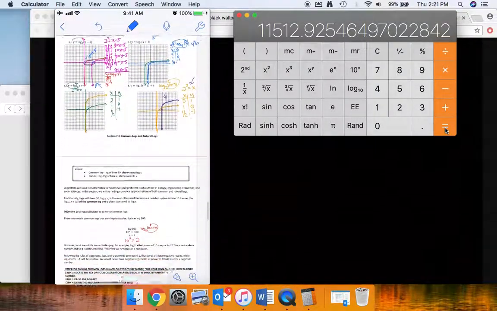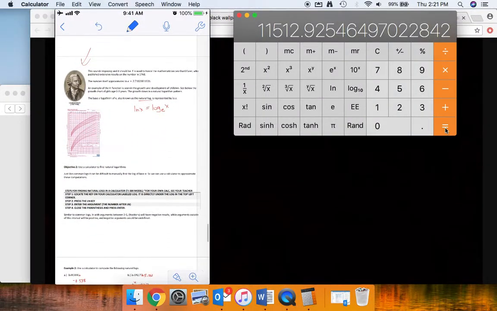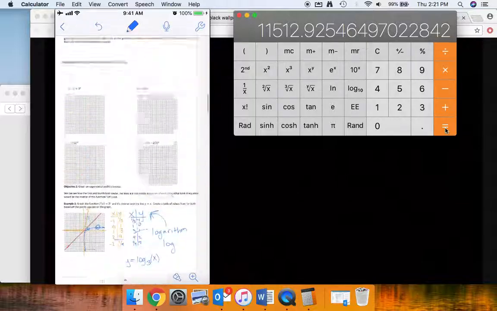We've talked a lot about logs and common logs and natural logs in this section. That closes out the chapter on everything logarithms and inverses.